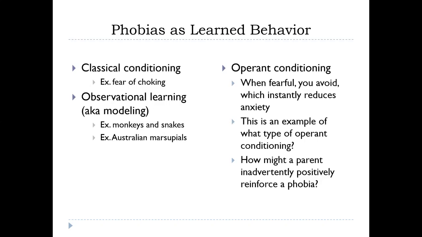Now, one thing to think about in terms of operant conditioning is, if we think about phobias in kids, how might a parent inadvertently positively reinforce a phobia? Again, reinforce makes it more likely that the response is going to happen again. But a positive reinforcement would be you add something to the situation rather than take something away. So negative reinforcement, we talked about, you take away the anxiety when you avoid.